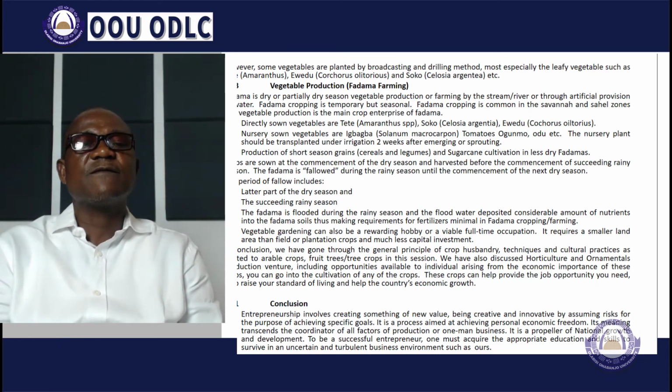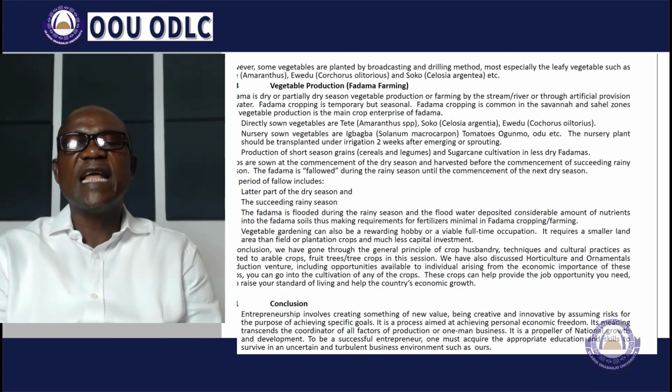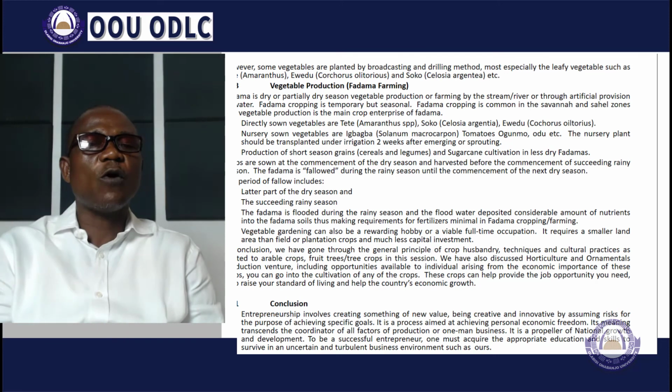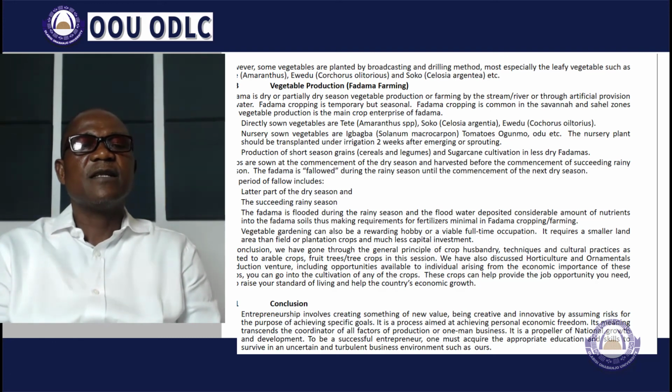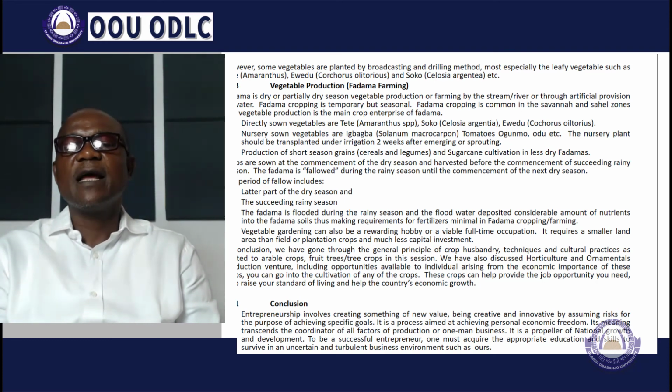The Fadama is fallowed during the rainy season until the commencement of the next dry season. The period of fallow includes later part of the dry season and the succeeding rainy season. The Fadama is flooded during the rainy season, and the flood water deposits considerable amount of nutrients into the Fadama soils, thus making requirements for fertilization or fertilizer application minimal in Fadama cropping or farming.